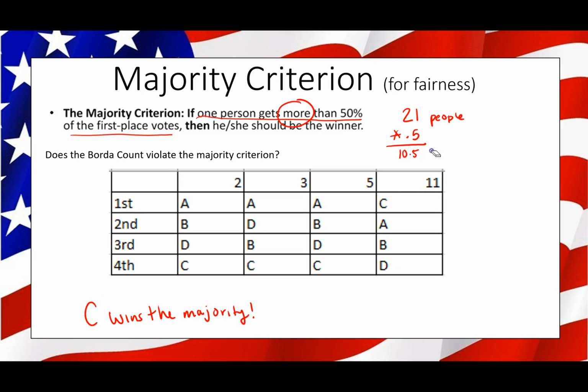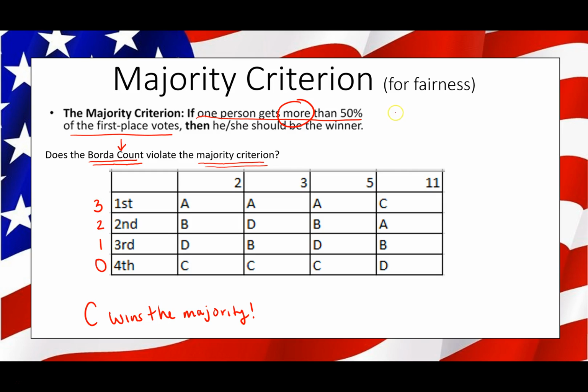But let's see who wins the Borda count. Now you're saying, why are you finding the Borda count? Well, this question is asking me to find the Borda count and figure out if the winner of the Borda count is different or the same as the majority criterion, which is really just the person that has the majority, in this case C. So let's go ahead and do that. Remember, we're doing 0 points, 1, 2, 3.